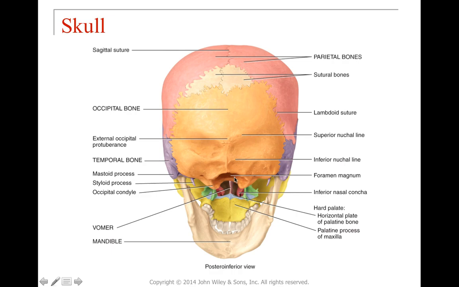And this is going to be where our spinal column is going to connect. It's going to allow continuation of the spinal column and the spinal fluid and the spinal cord all the way up into the brain. This is the vomer from the back. Again, the vomer is going to separate the left and right side of your nasal passages. And then this is your hard palate, which has, again, the palatine bone and the palatine process of the maxilla. And then here's the mandible.